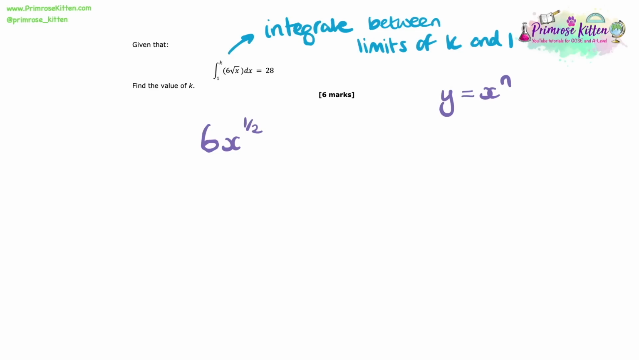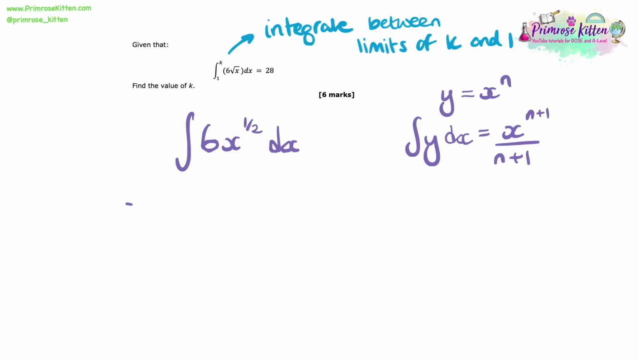So first thing we need to do, we can't just integrate root x. We have to rewrite that as x to the power of a half, so make sure you're confident with that. So remembering the general rule of integration, if y equals x to the n, you add 1 to the power, and then you divide by that new power. So let's put that into practice here then. So if we need to integrate 6x to the power of a half, we need to add 1 to that power, giving us 6x to the 3 over 2, and then divided by that new power, which is going to be 3 over 2.